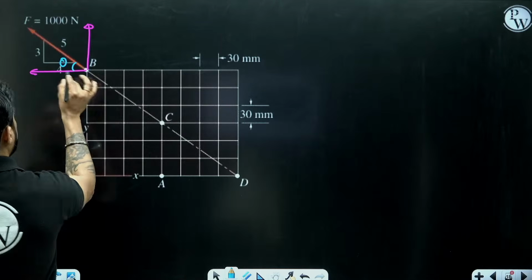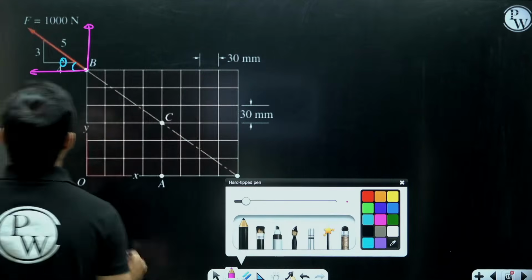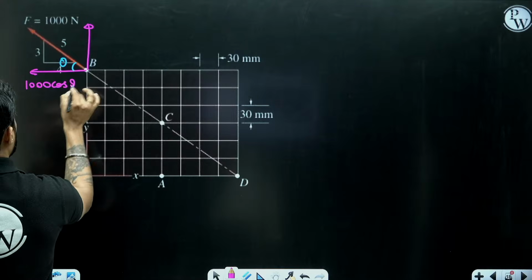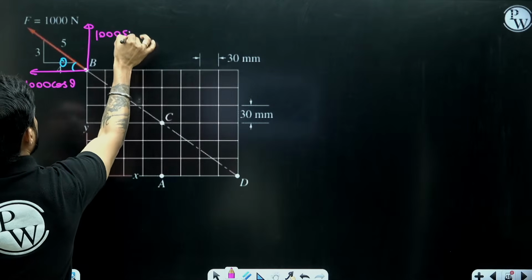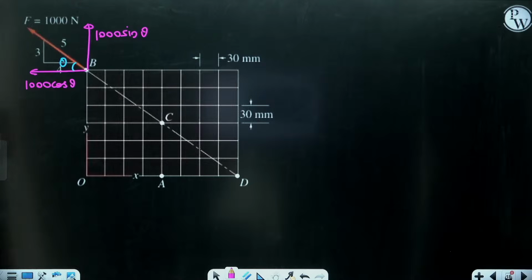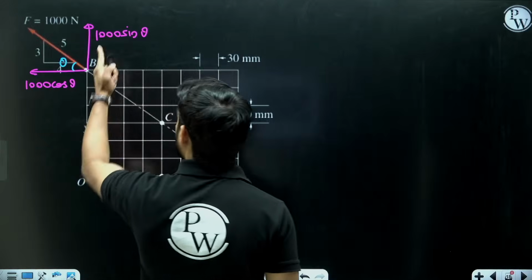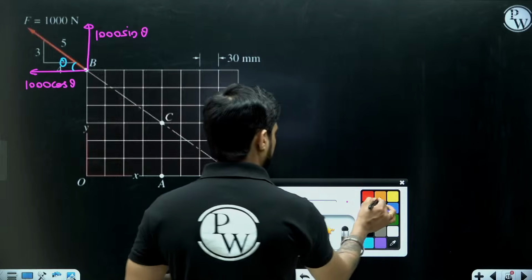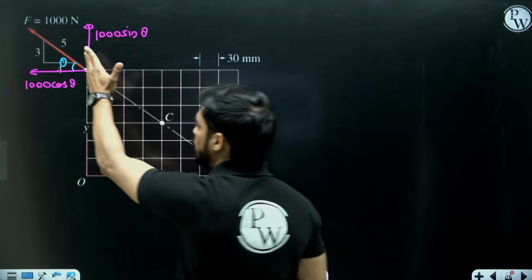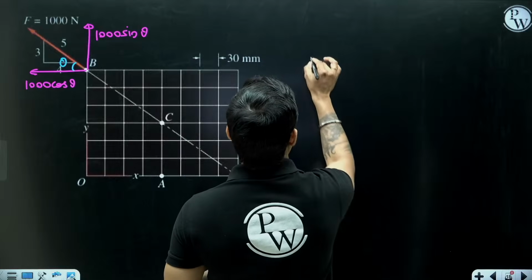Let's say this is our theta. So this will be your F cos theta, meaning 1000 cos theta, and this will be your 1000 sin theta. Now let's find the moment of these two components at point A. We are going to apply Varignon's theorem.